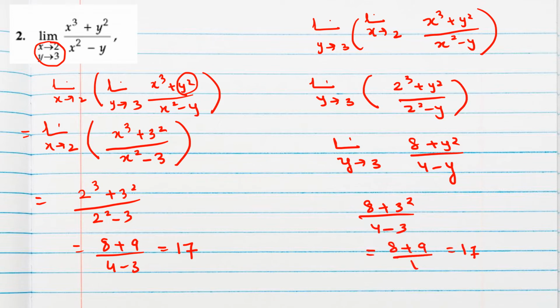So finally both are equal. So our final limit will be equal to 17. The limit value will be 17.